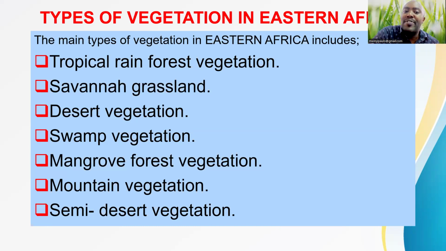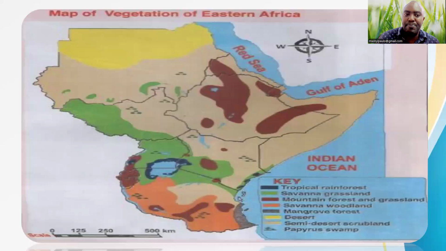The main types of vegetation in Eastern Africa include tropical rainforest vegetation, savanna grassland vegetation, desert vegetation, swamp vegetation, mangrove forest vegetation, mountain vegetation, and semi-desert vegetation. Those are the main types of vegetation that we have in Eastern Africa.